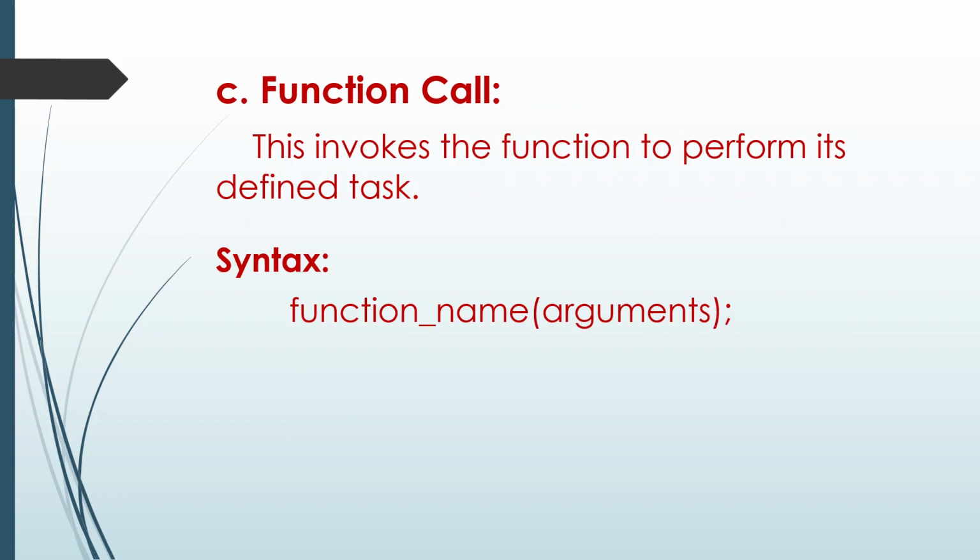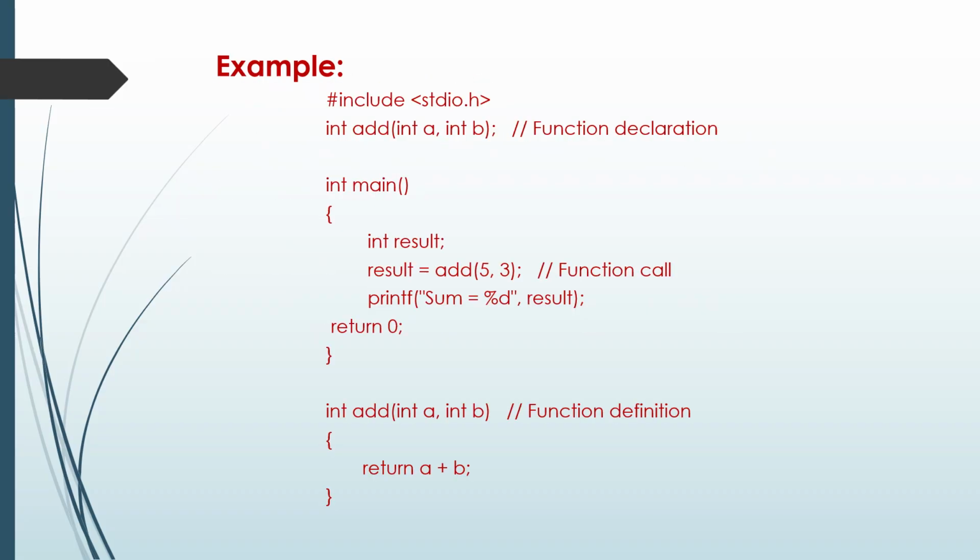Third point is function call. It invokes the function to perform its defined tasks. When we call a function, it invokes the function to perform its tasks. So the general syntax for function calling has function name and arguments.